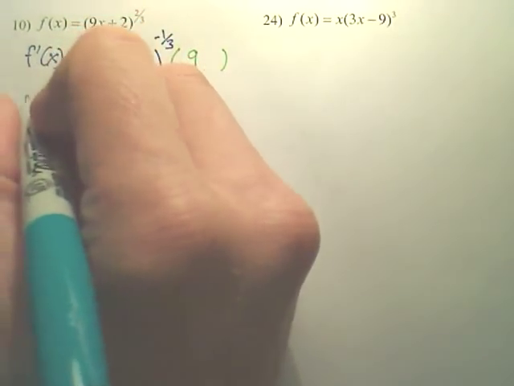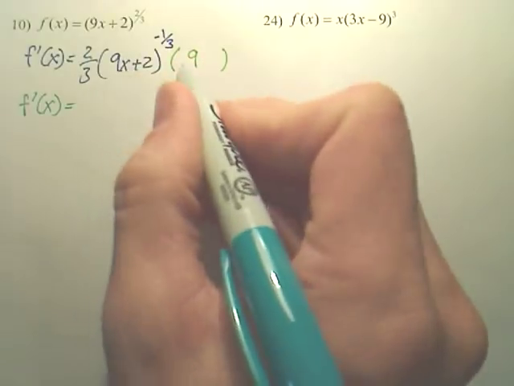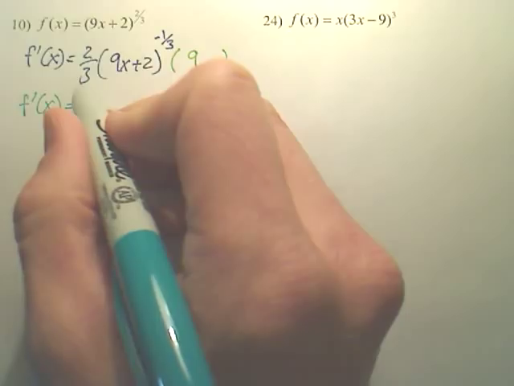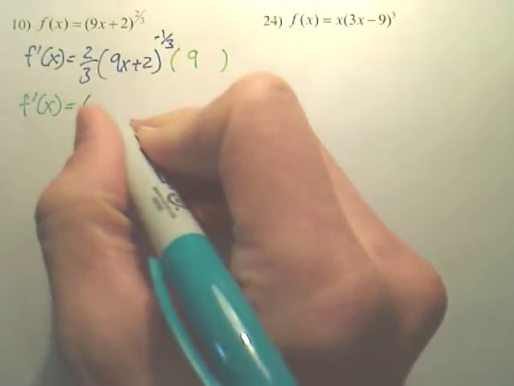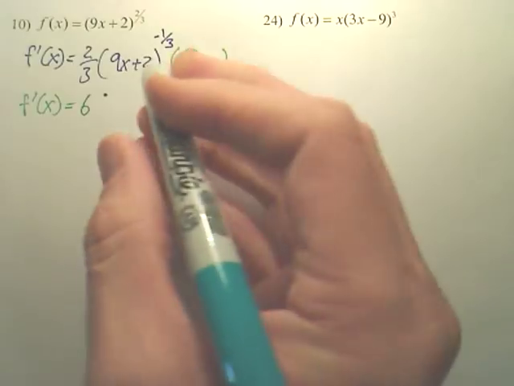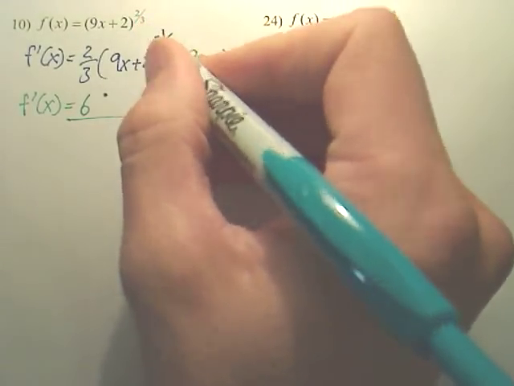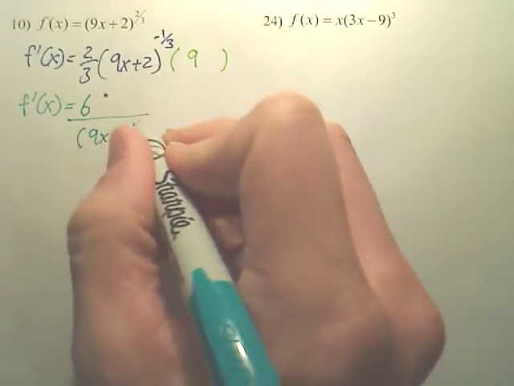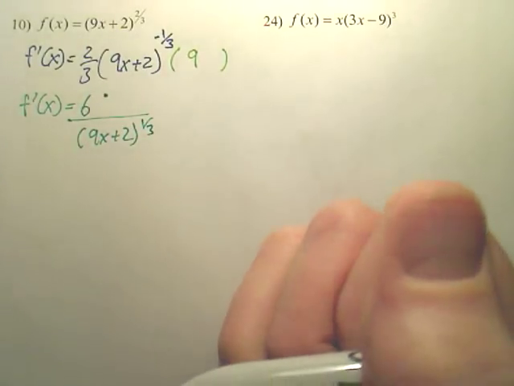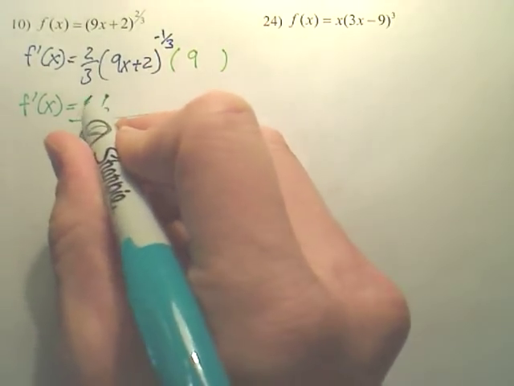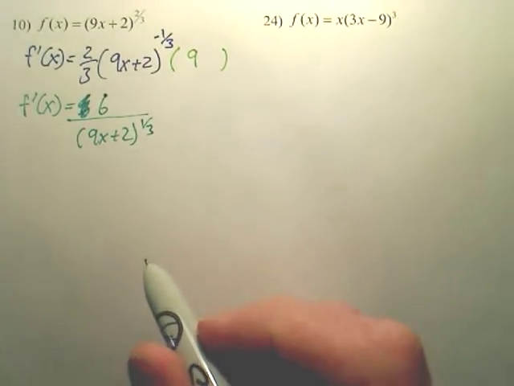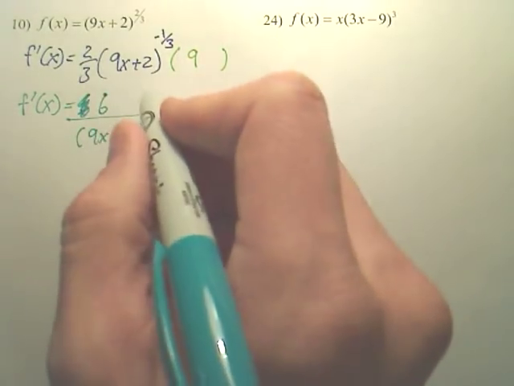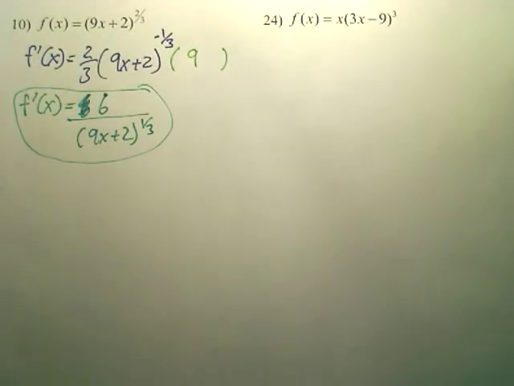If we simplify this, the 9 can multiply up here, and can't the 9, when you multiply by 2, using 18, 18 divided by 3, isn't that 6? And can't negative powers drop to the bottom? So won't this be 9x plus 2 to the 1/3? So if we want to make it nice and pretty, let's move that 6 over. But there's your answer. Because 9 times 2 is 18, 18 divided by 3 is 6. That's the answer. That's how you probably want to write it.